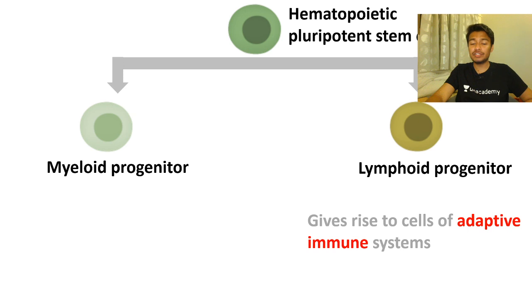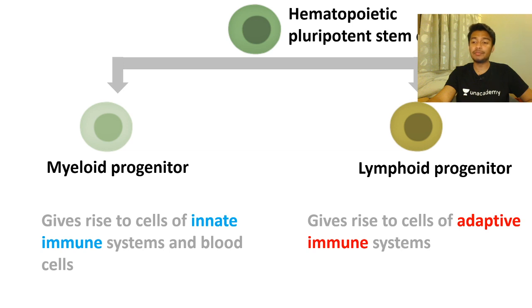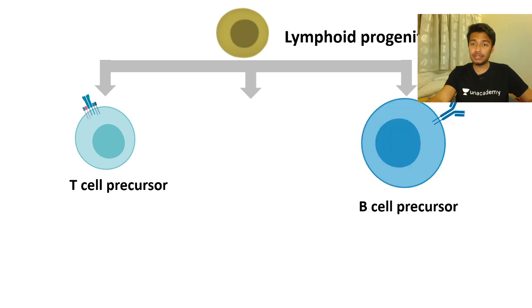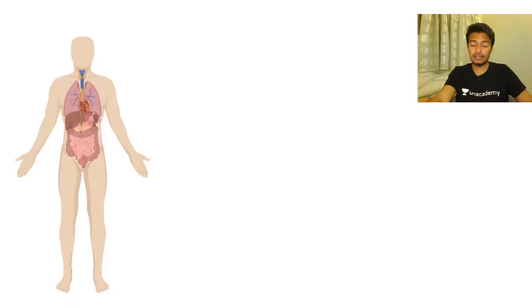Here, the lymphoid progenitor gives rise to broadly the cells of your adaptive immune system, such as your T cell, B cell, etc., and NK cells. Now, myeloid progenitors give rise to the cells of your blood, such as RBCs, your platelets, and also other components of your innate immune system, such as your mast cells, basophils, and other granulocytes such as neutrophils. So we already looked at it, right? Now, from the lymphoid progenitor, T cell and B cell precursors are born.